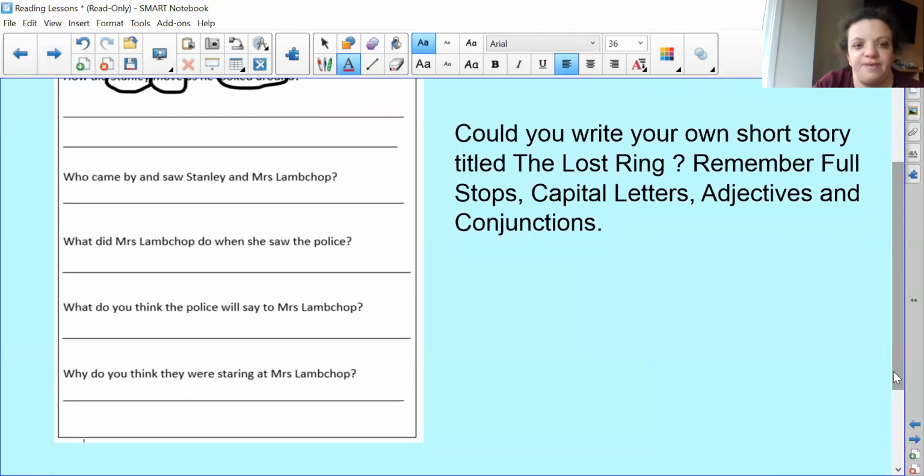And what do you think the police will say to Mrs. Lambchop? And why do you think they were staring at Mrs. Lambchop? I want you to have a go at those ones now. So pause the screen and have a go.